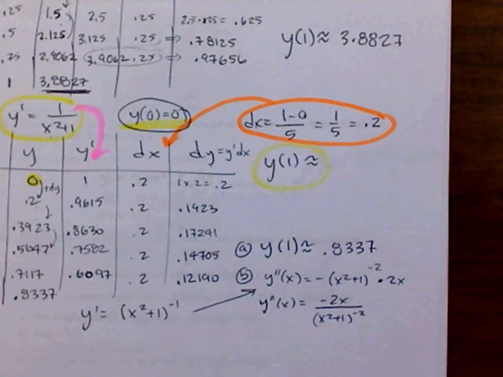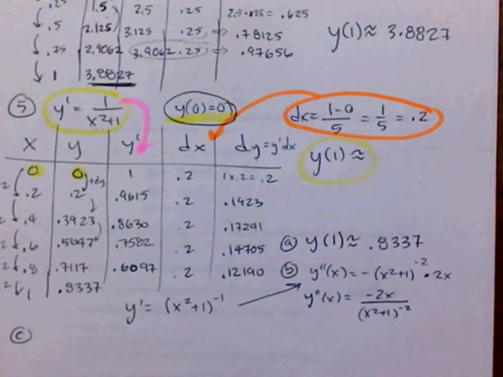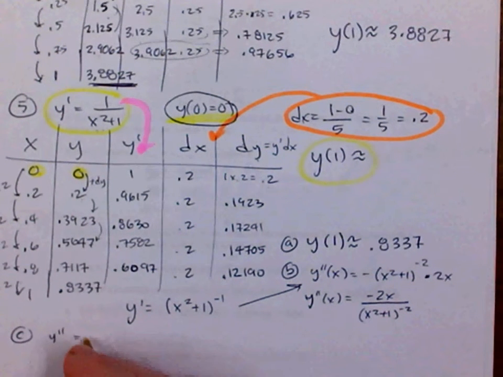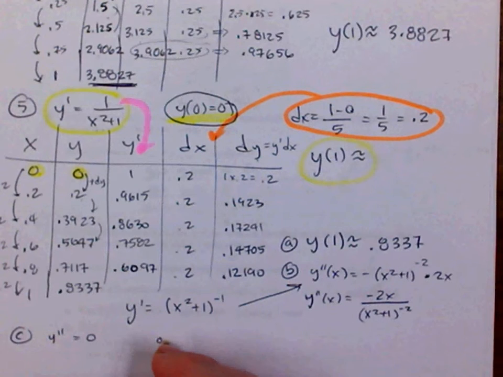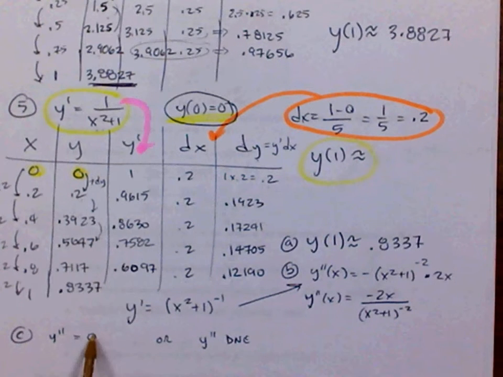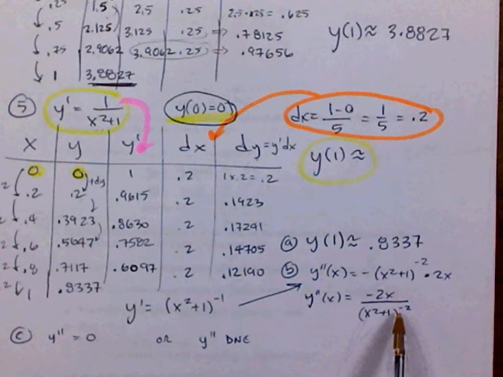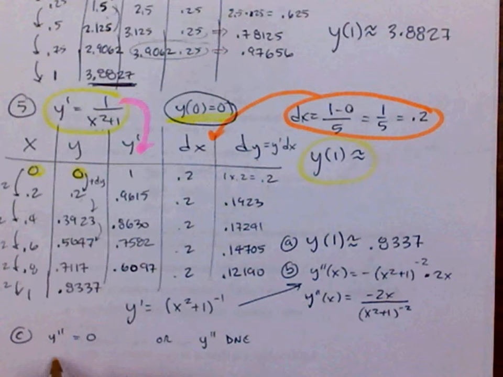What are the concavity intervals? Remember, when we're looking at concavity intervals, we're looking at y double prime. Where does it equal 0, or where does y double prime not exist? To consider our zeros, we look at the numerator, and in that case, you can quickly see that x equals 0 will give us y double prime equal to 0.